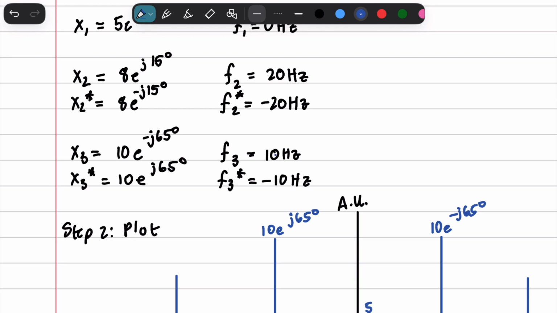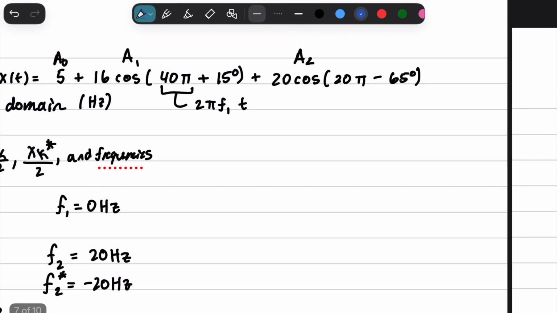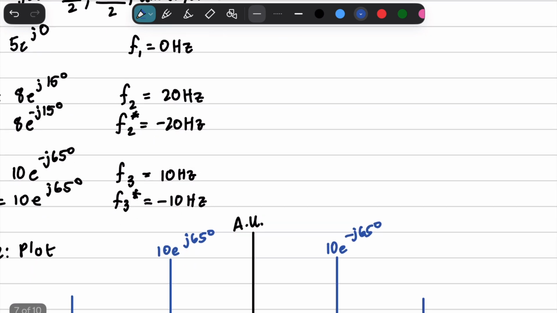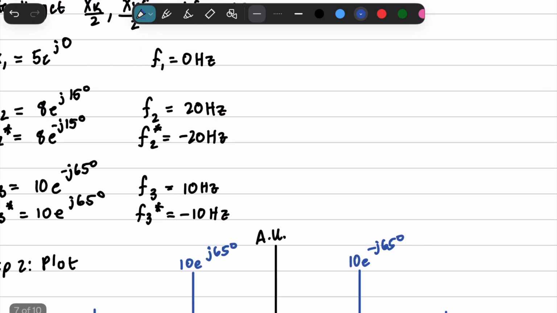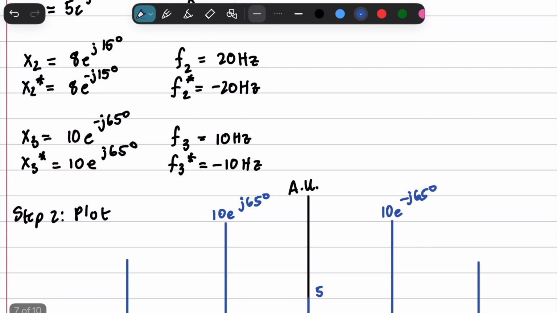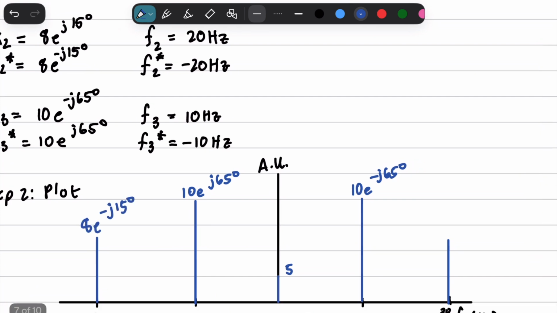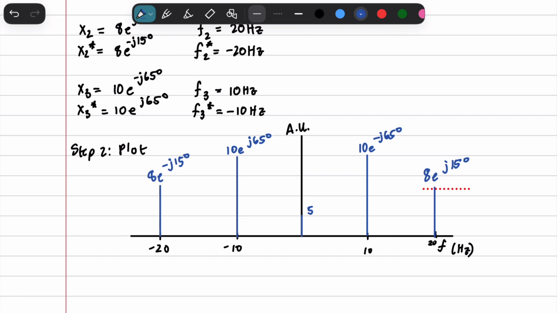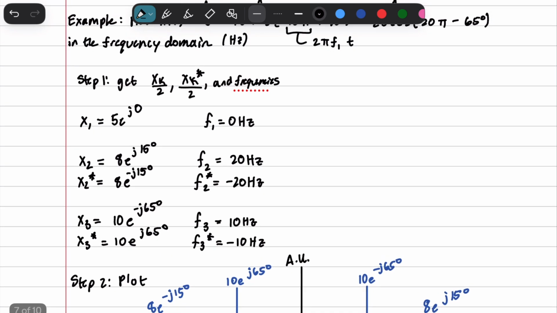And you can see here that the negative doesn't mean that the frequency is negative. It means whatever has been put in this argument right here. And so we're going to put 8e to the -j 15 degrees over here, and 8e to the j 15 degrees right here. And that's basically it.